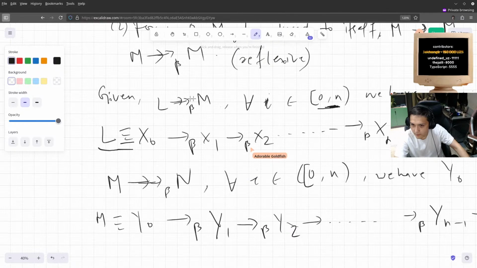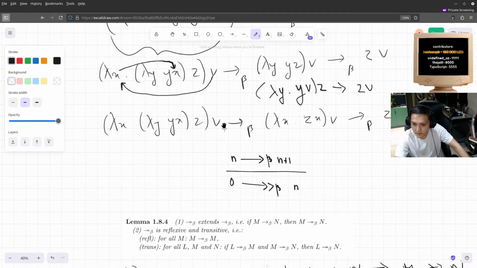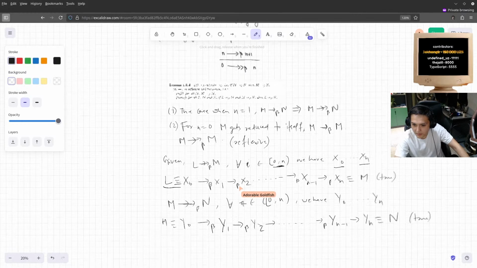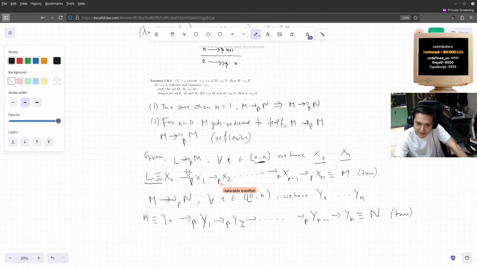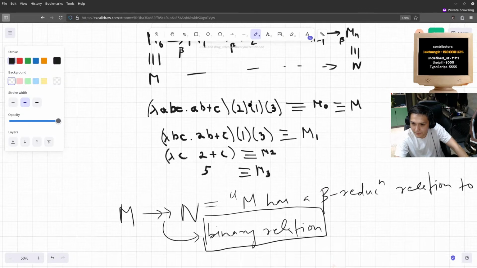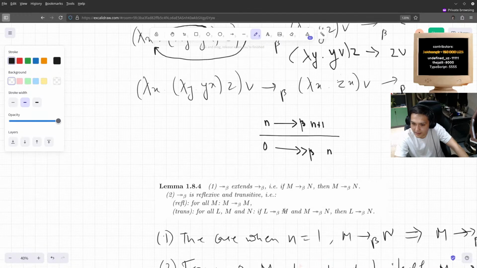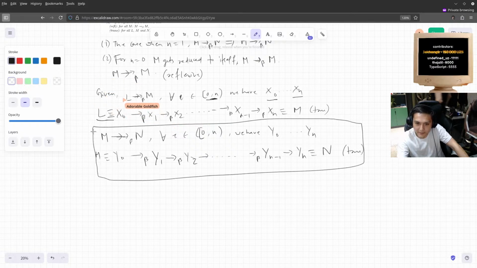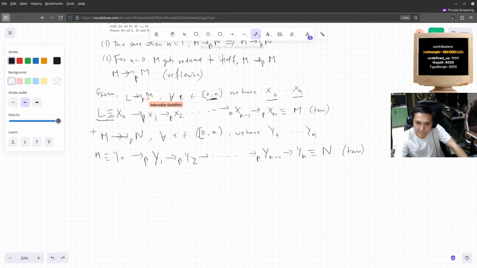And then we describe the beta reduction relation, because it is the same as the beta reduction. The relation is the same because it implies the beta reduction itself. So here L is beta reduction relation to M. Here it is M to N. So we have two statements.